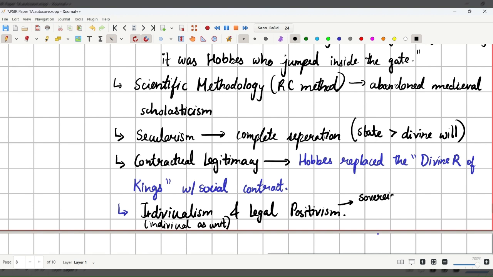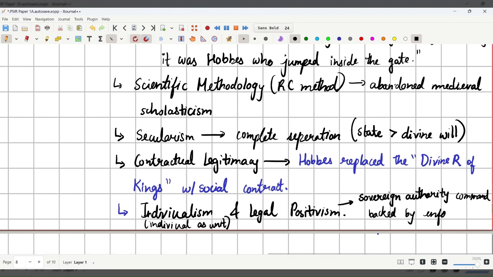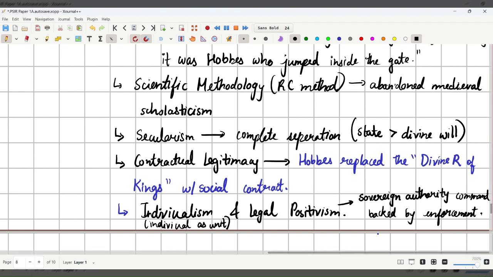Sovereign authority, command backed by enforcement. So basically, it means that covenants without swords are but words.